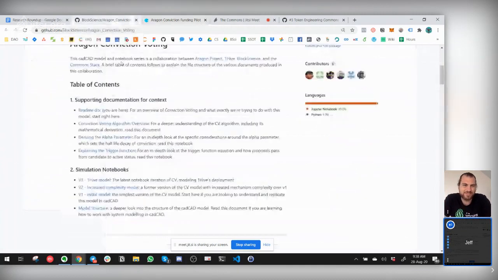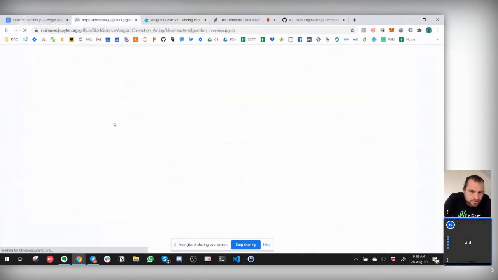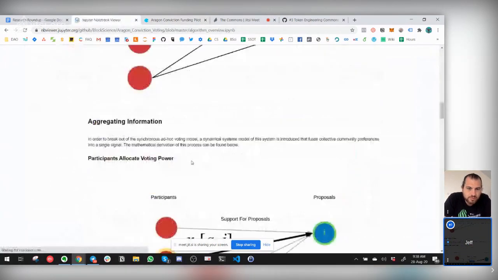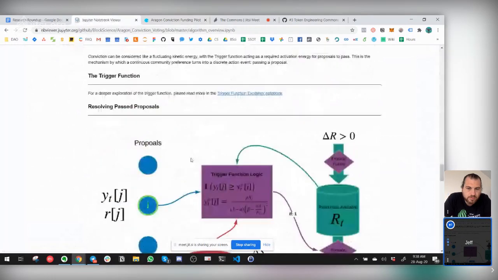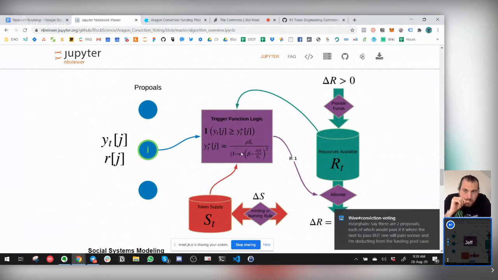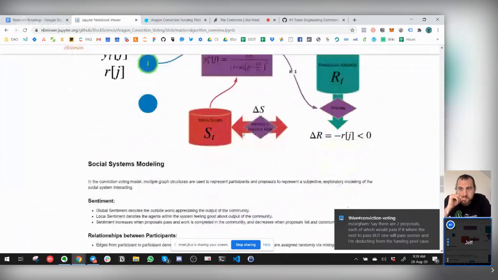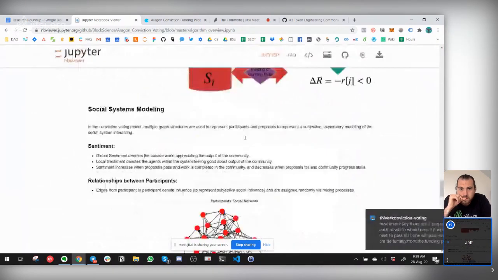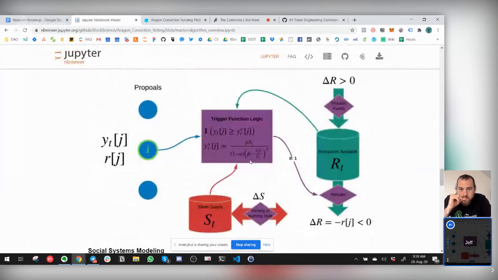Actually, I could dive right into it. We've got the conviction voting algorithm overview right here, and we can see the mathematical derivation for the math folks. This is the trigger function logic, and this beta is the maximum percentage of total funds that can be requested by a proposal. And this equation looks scary. This is basically modeled after the electron repulsion equation. So we want to make sure it's really difficult for proposals that ask more than beta percent of the total funds to get passed.